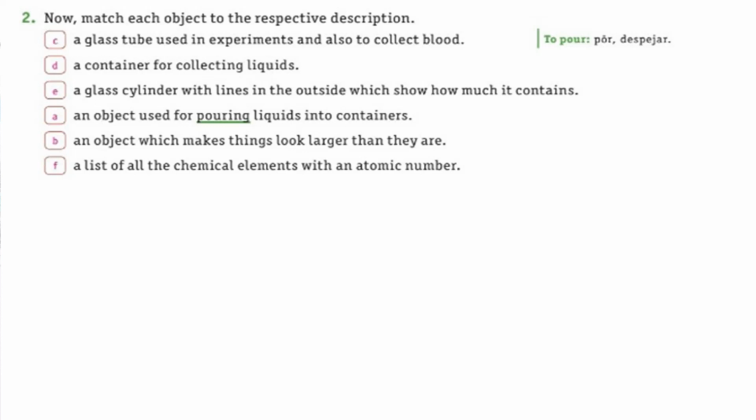A glass cylinder with lines in the outside which show how much it contains. We're talking about a graduated cylinder, which is letter E. An object used for pouring liquids into containers. We are talking about funnel. That's going to be a letter A. An object which makes things look larger than they are. We are talking about a magnifying glass, which is our letter B. A list of all the chemical elements with an atomic number. We're talking about the periodic table, which is our letter F.